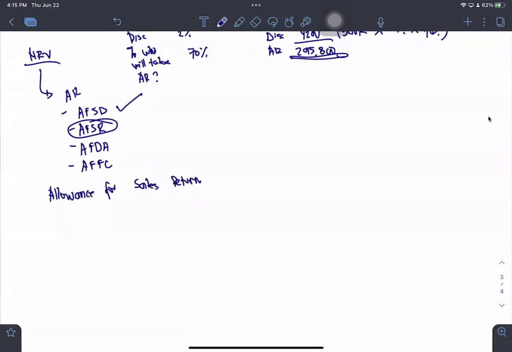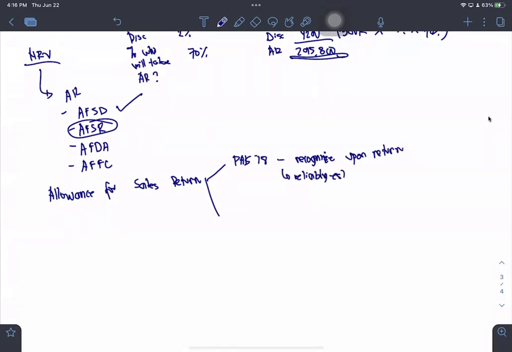In your allowance for sales return, generally, this is the return of the inventory. So take note, whenever you return the inventory under past 18 before, you will only recognize it upon return. But if you can reliably estimate it, then you get the percentage. That is under past 18.